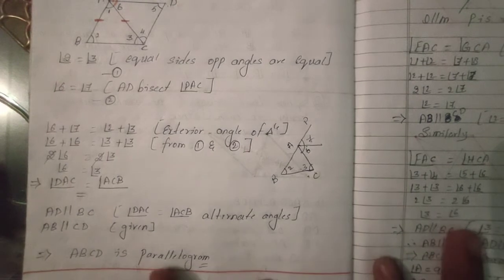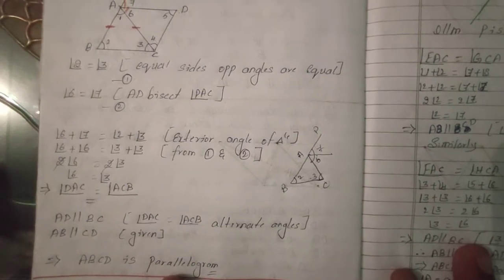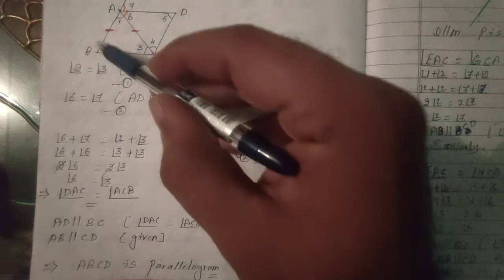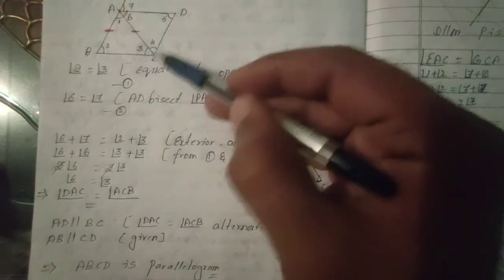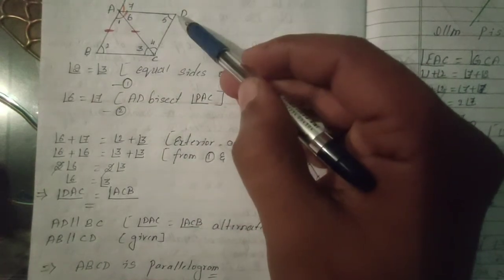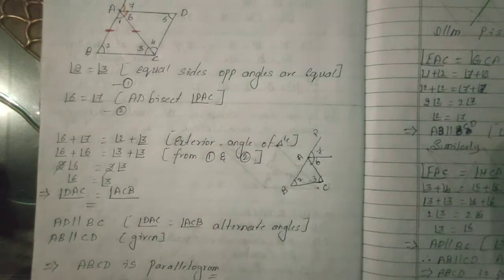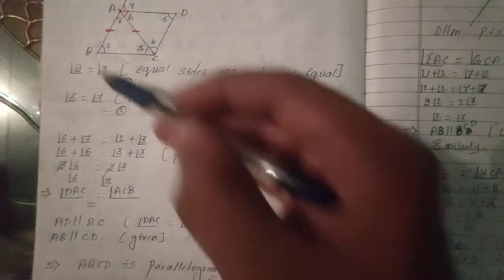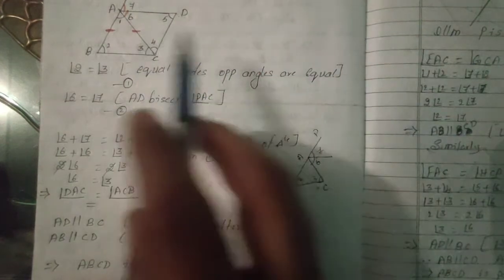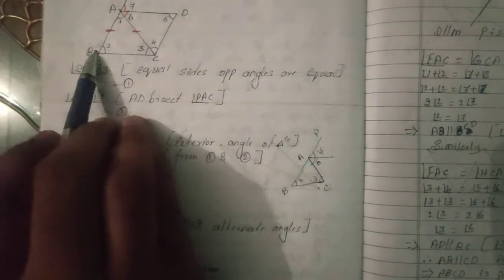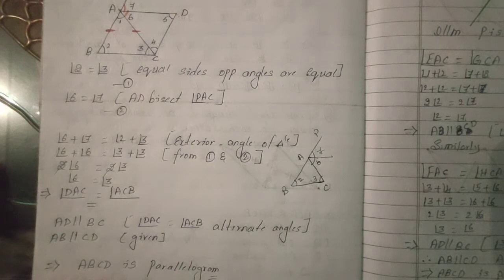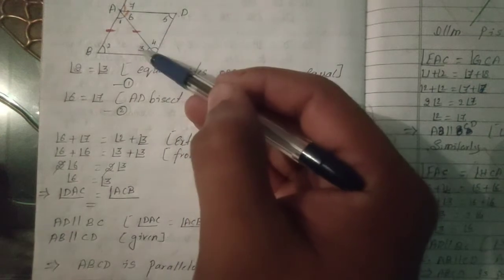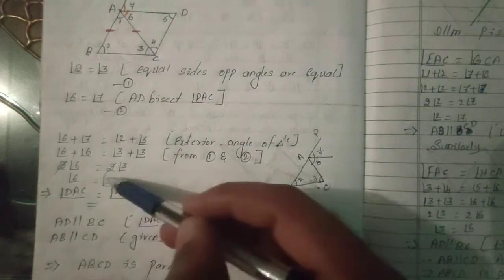Here they given in the question AB parallel to CD. To say the quadrilateral is a parallelogram, two pair of opposite sides must be parallel. Here one pair I know, AB, CD. I need to prove AD and BC also parallel. Look very carefully. Angle 6 and angle 3 are equal. I proved already.